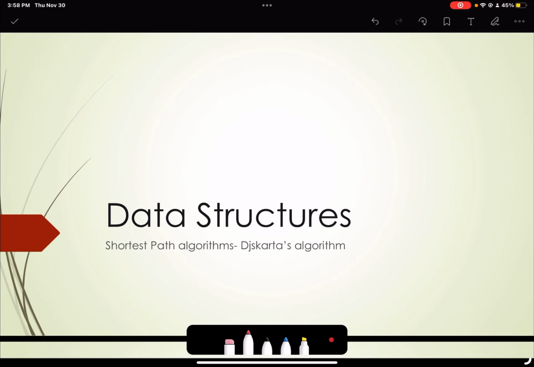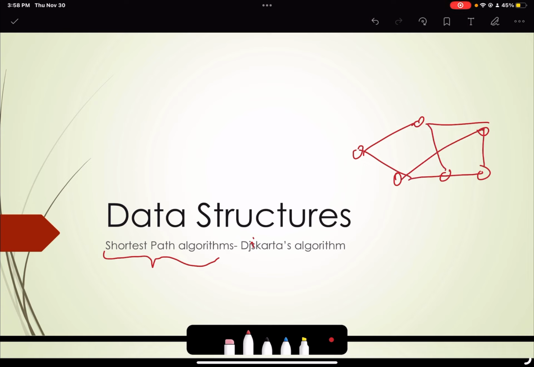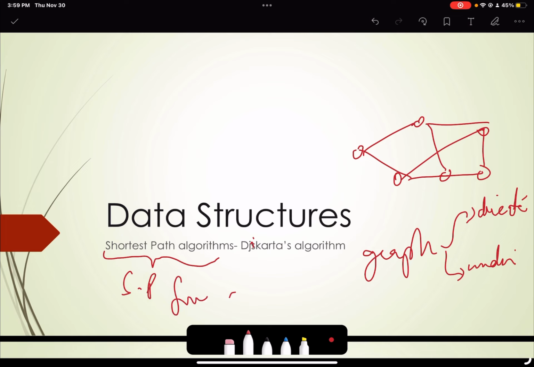Today's lecture, we are going to study one of the shortest path algorithms, to find the shortest path on a graph, and that graph can be a directed graph or an undirected graph. So this algorithm works for both directed and undirected graphs, and the target is to find a shortest path from any given vertex to another within a connected graph.